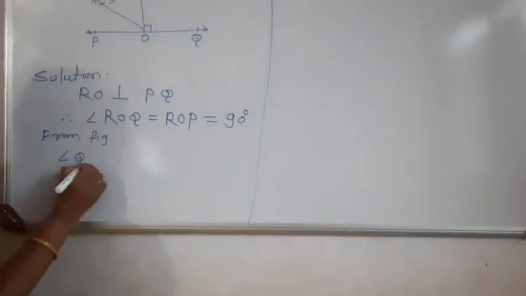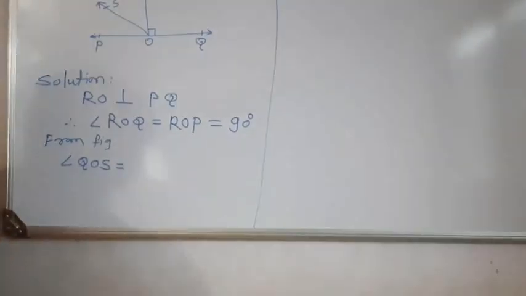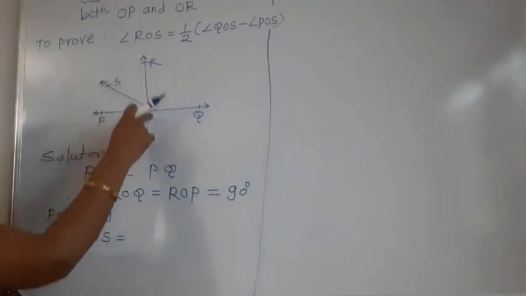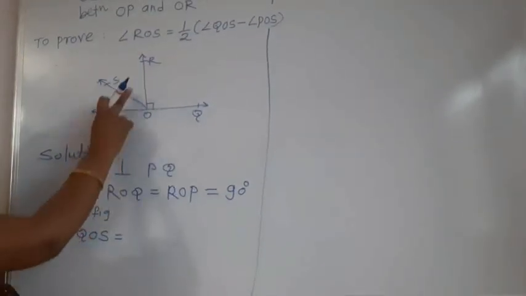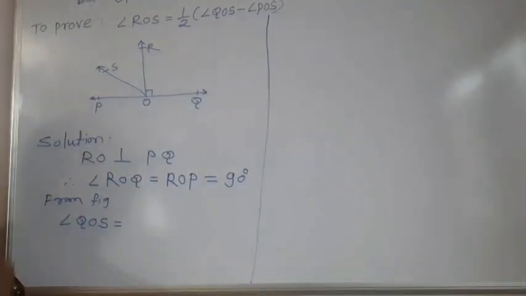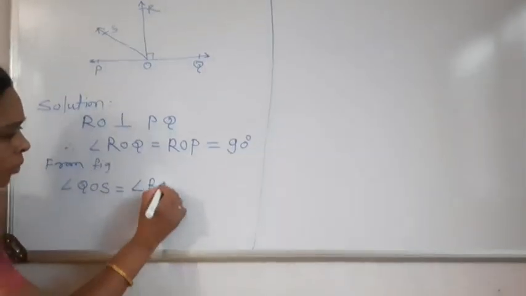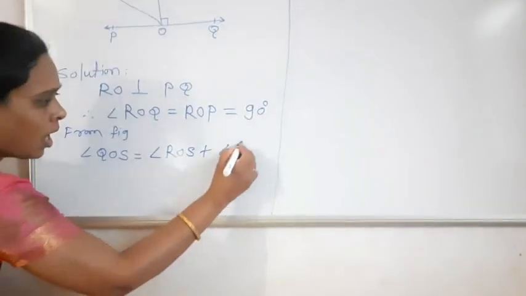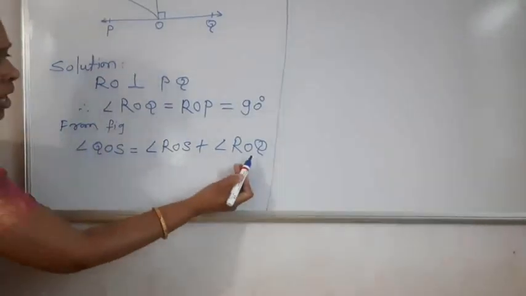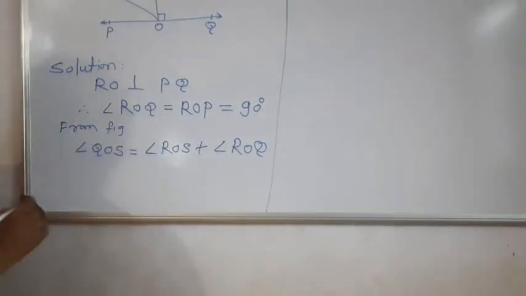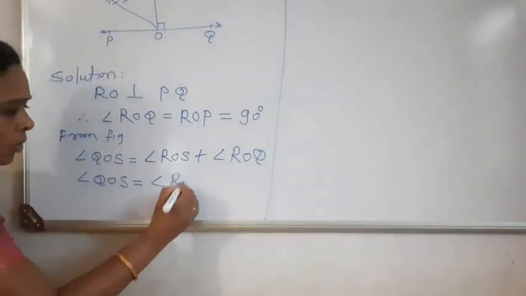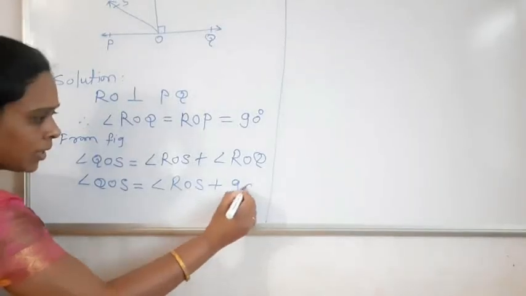Angle QOS is equal to, see the figure, in this angle QOS the ray OR is given, means that angle is divided into two parts, ROQ and ROS. You can write here angle ROS plus angle ROQ. But here the measure of this angle ROQ is 90 degrees. Put that value. Angle QOS is equal to angle ROS plus 90.